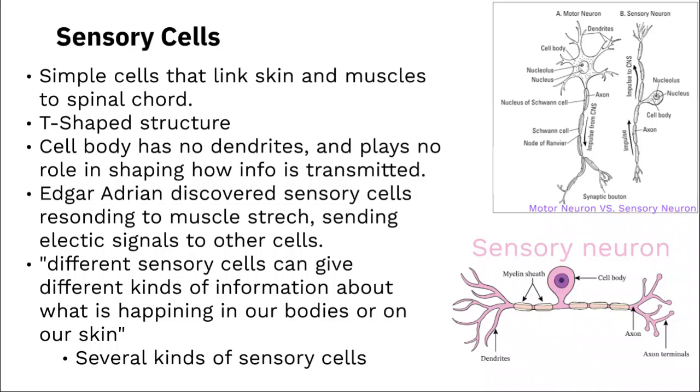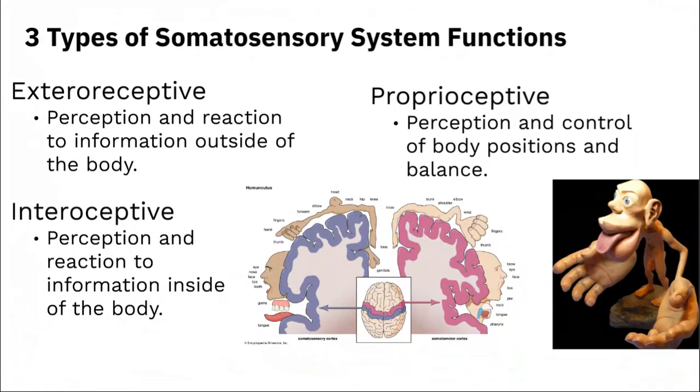And then different sensory cells can give different kinds of information about what is happening on our bodies or on our skin. And there are several different kinds of sensory cells. There are three types of somatosensory system functions: exteroceptive, which is perception and reaction to information outside of the body; interoceptive, which is perception and reaction to information inside of the body; and then proprioceptive, which is perception and control of body positions and balance, much like your awareness of where you are within the world.